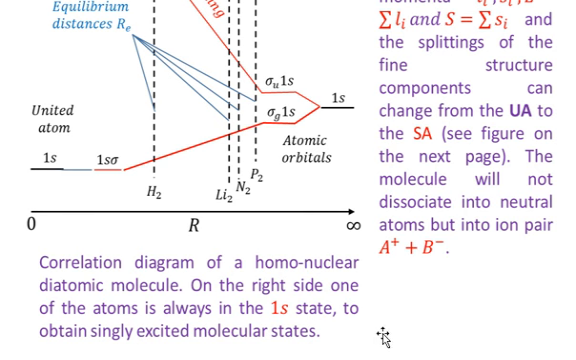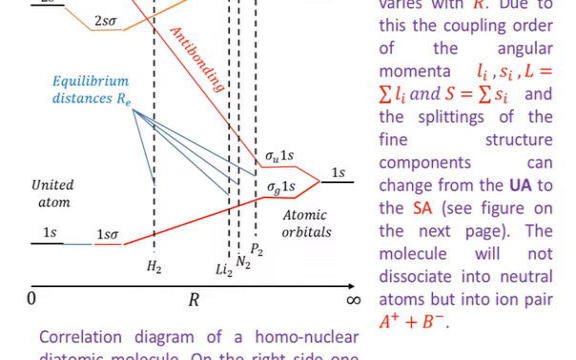On the right hand side, one of the atoms is always in the 1s state to obtain singly excited molecular states. So if you want to obtain the molecular states, that is the singly excited molecular states, one of the atoms must be in the ground state, which is the 1s state over here, so that the other atom can be excited.